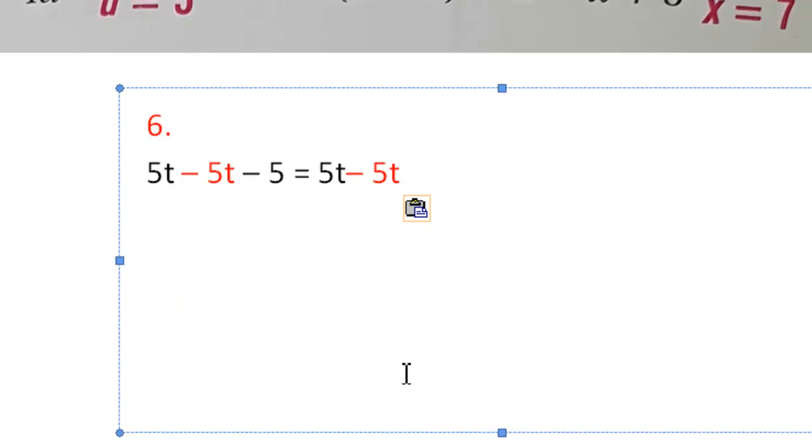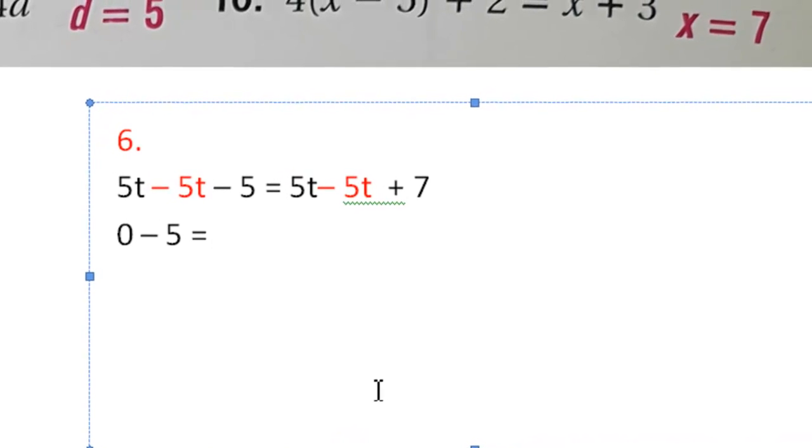Okay, and plus 7. So let's subtract: 5t minus 5t equals 0, negative 5. This equals 5t minus 5t, also 0, and this plus 7. So what is this? Negative 5 equals plus 7? No, so here we have no solution.